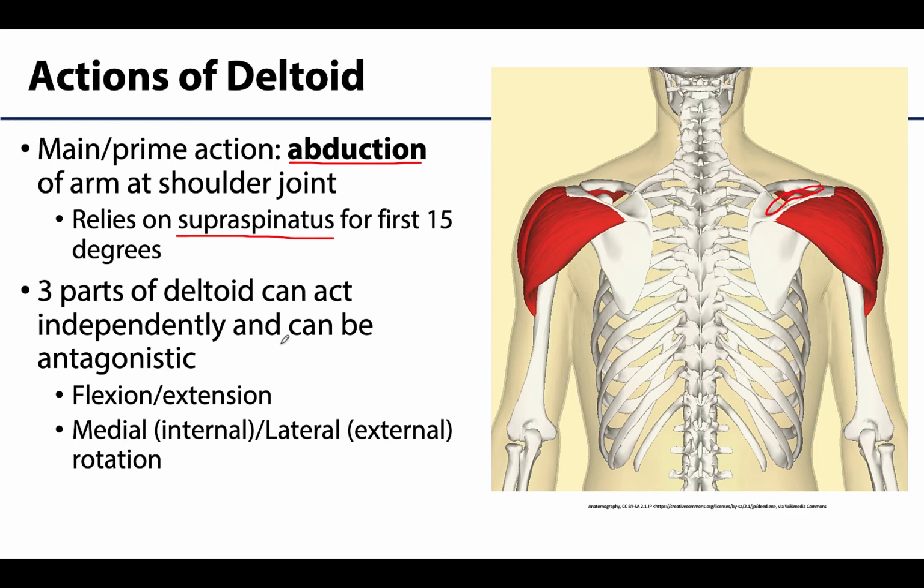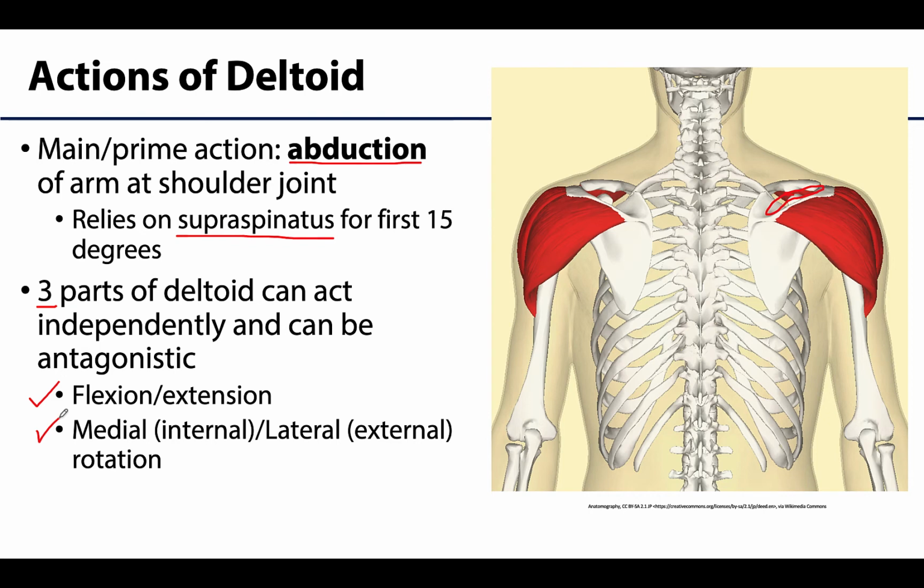Now, I do want to note that the deltoid is actually pretty complex in composition. It has 3 separate parts that can contract independently, and those different parts can actually produce movements that are antagonistic or opposing actions. So one part can oppose the action of the other. So you can have flexion as well as extension, and medial or internal rotation as well as lateral and external rotation, dependent on which part of the muscle is contracting.